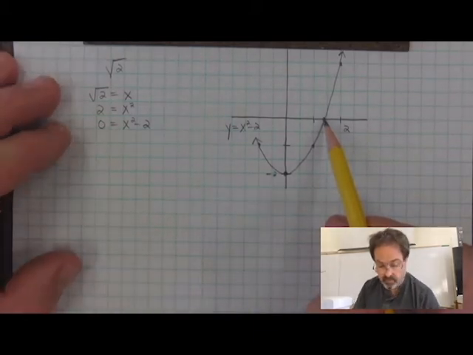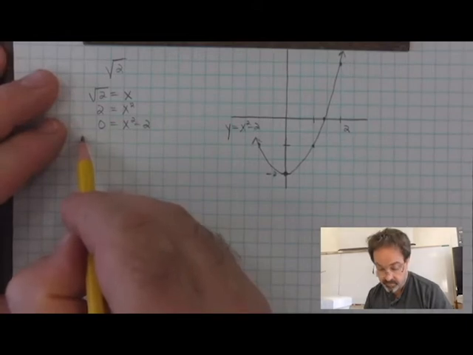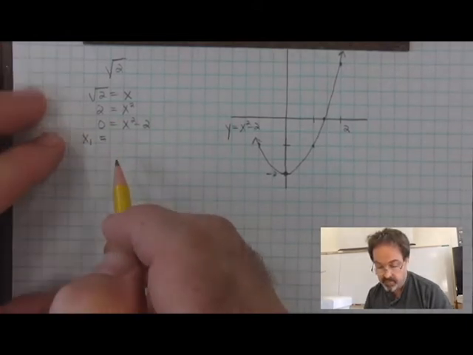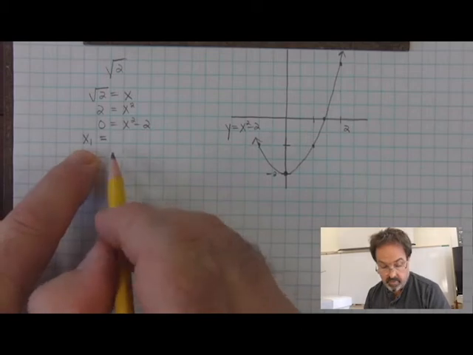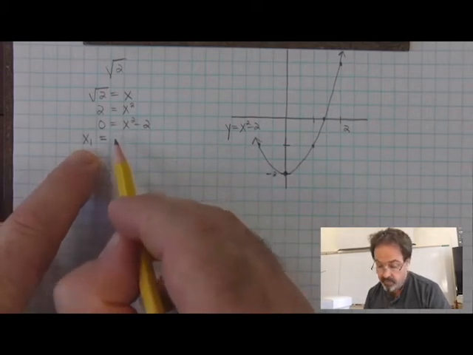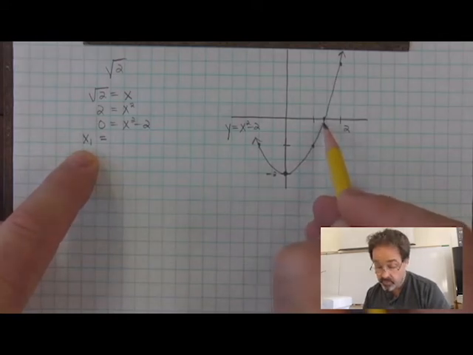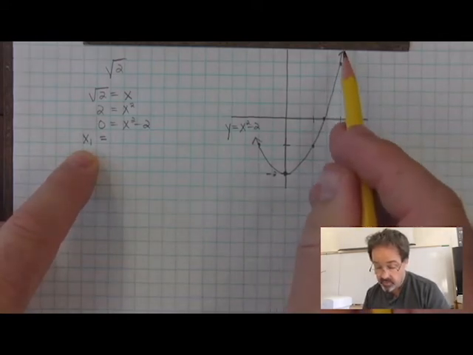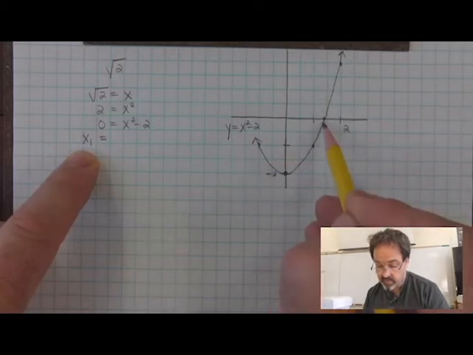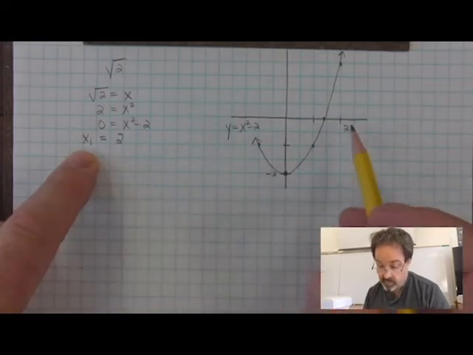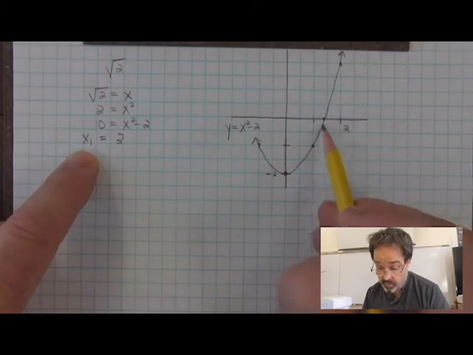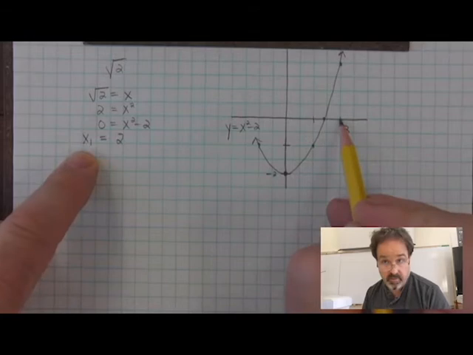I'm going to start with an initial estimate. I'm going to say that x sub 1 is an estimate for the x value of this point. And I'm going to start with a crude estimate. I'm going to say that this parabola is crossing the x-axis at about 2. Now that is a very crude estimate because 2 is here. And I can see that there's a difference between where it crosses and my initial estimate.